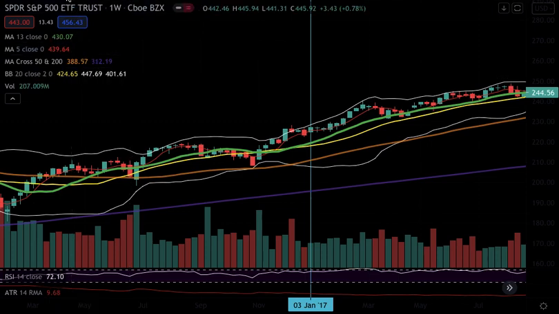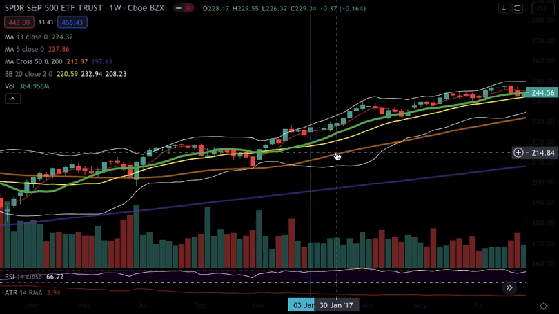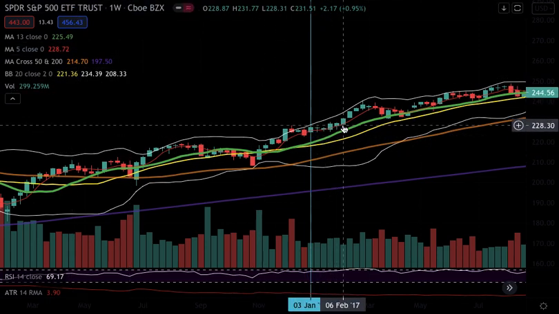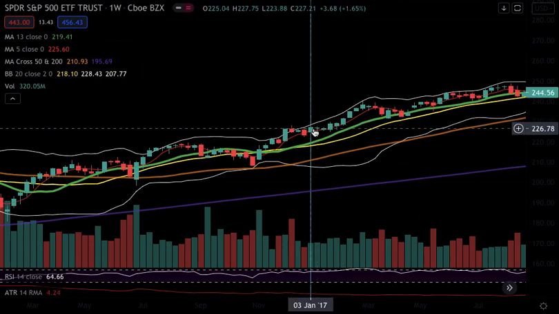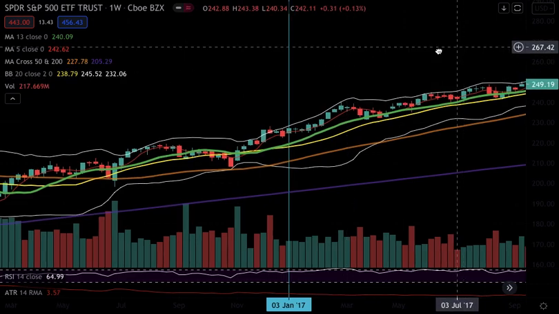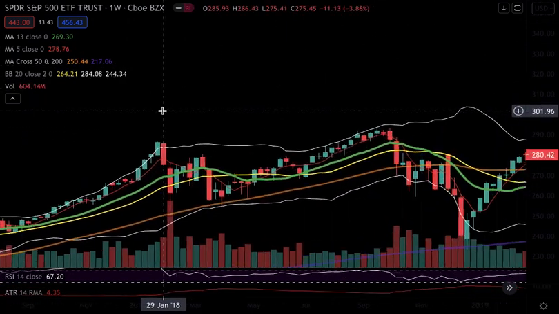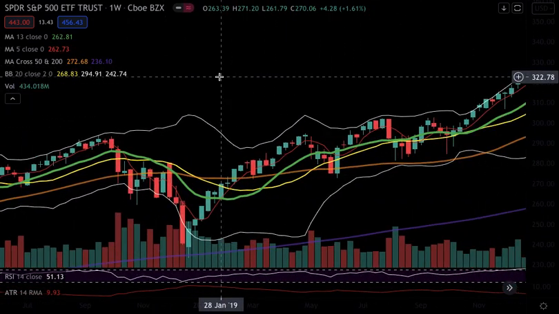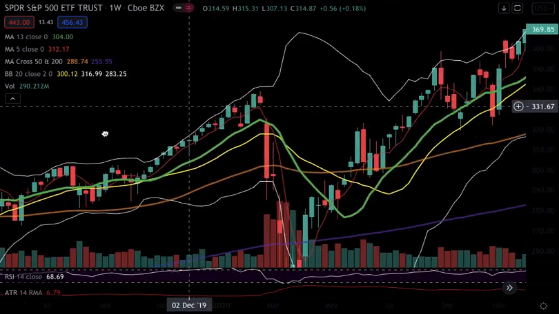Mind you, this is a weekly chart. So each of these candles represent a week, okay? So as you can see, that's a lot of green weeks for the SPY. All right, so that's what happened the last time VIX had a death cross. And today, well, this week, we are very close to the VIX having a death cross again.